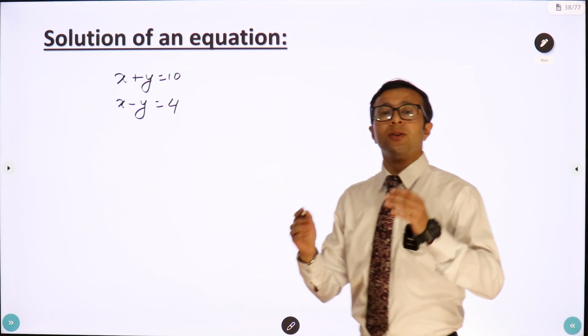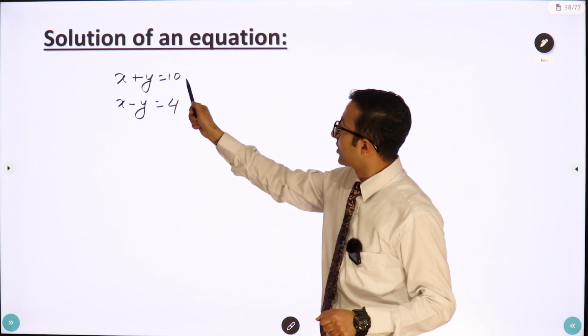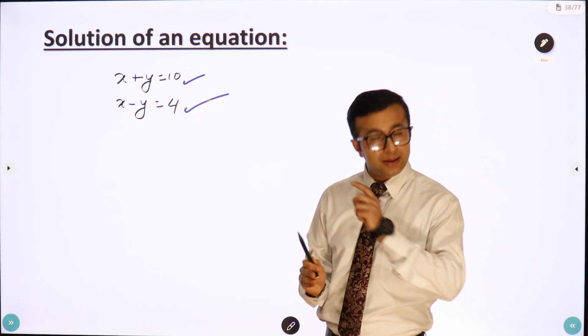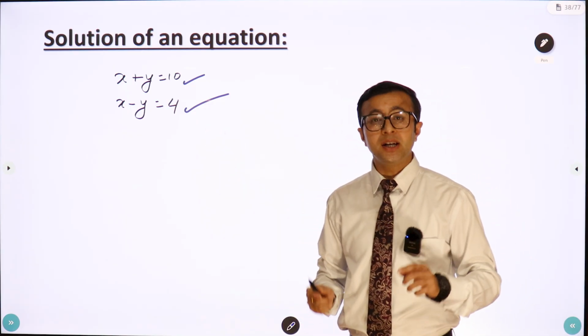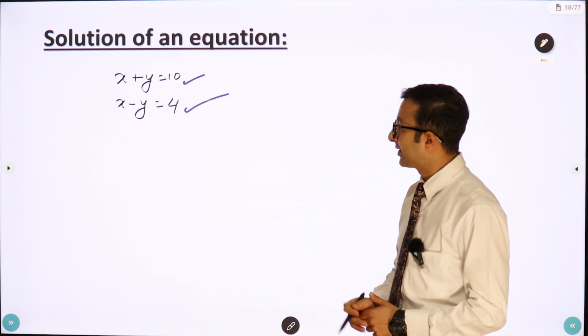So clearly, we will think of a value of x and y which satisfies both equation number 1 and equation number 2. Whatever value of x and y satisfies these two equations will be the solution of the equation. Can you guess it? What may this be?